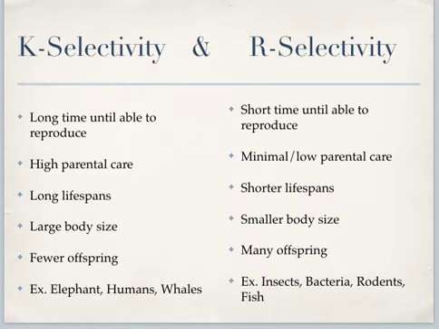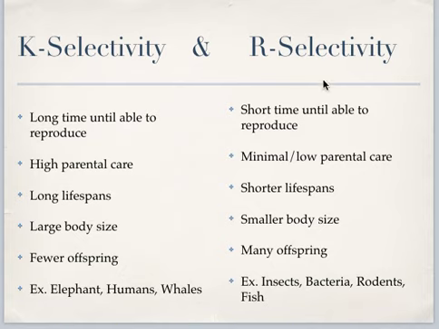The last idea of classifying organisms, of grouping organisms, I want to talk to you about today is K-selectivity versus R-selectivity. As you can see right here, we can talk about K-selective species, and K-selective and R-selective basically has to do with reproduction. So K-selective species take a longer time to reproduce and have a higher degree of parental care, longer lifespans, generally larger body sizes, and fewer offspring. For example, we are K-selective species, elephants, most mammals are K-selective species.